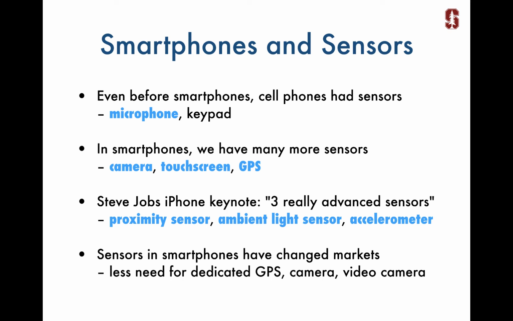Sensors in phones have upset markets. Dedicated GPS makers like Garmin and TomTom have been affected negatively, as have camera makers for both still photos and video.